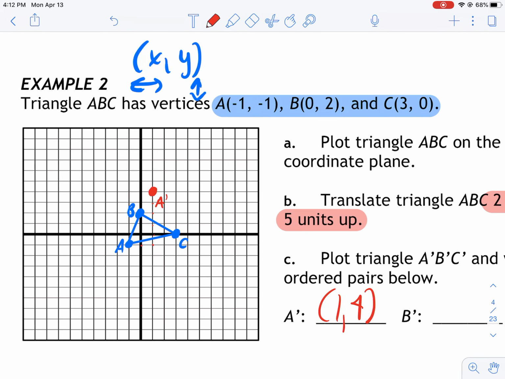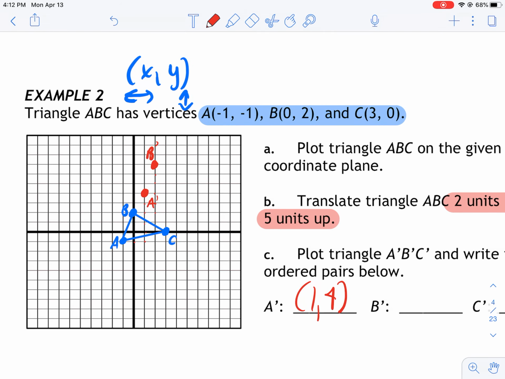We're going to do the same thing with B, I'm sorry. 2 to the right and 5 up. 1, 2, 1, 2, 3, 4, 5. Puts it right there. So there's B prime. And what are the coordinates of the point B prime? It's 2 to the right from the origin and 7 up. So it's the point 2, 7.